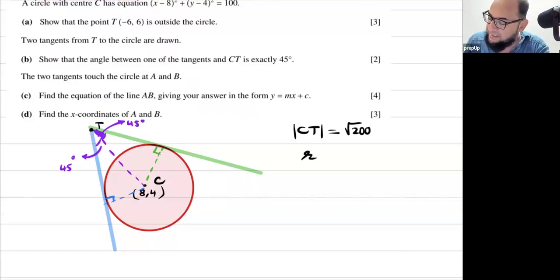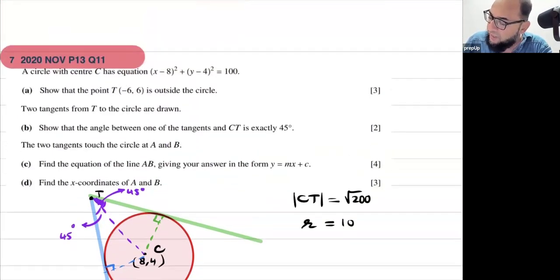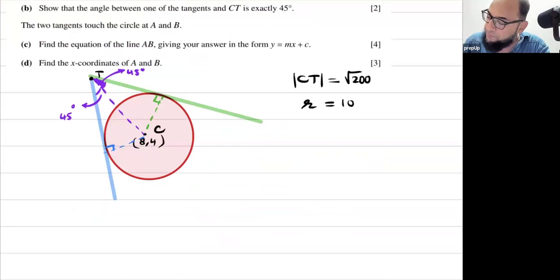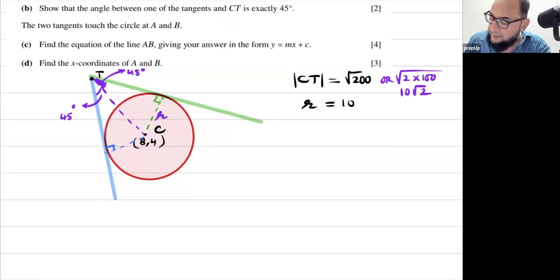And we have the radius that is 10. Why? Because this is x minus h whole square, this is y minus k whole square is equal to r square. So the radius is 10 and (8, 4) is the center of the circle. Now let me write root of 200. I can write this as root of 2 into 100, which comes out to be 10 root 2. Keep that in mind.